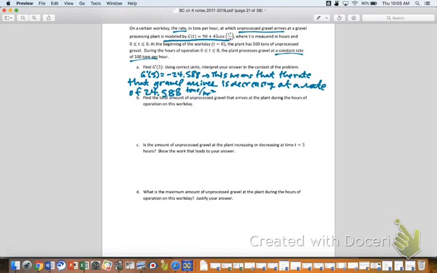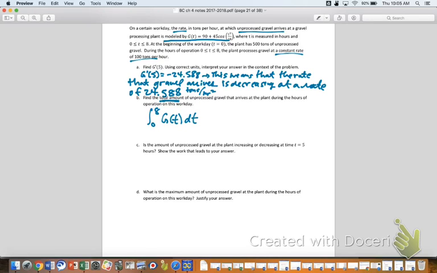So B says, find the total amount of unprocessed gravel. To me, these words tell me everything I need to do. Find the total amount. I know that I have some rates in action here, but it's not that easy. Don't we have two rates? We have a rate at which the gravel arrives, and we have the rate at which the gravel leaves. Do we need to use both of them to answer this question? No, we do not. Which one do we need to use? The first one, the G of t. So if I want to find out how much arrived, I'm going to write the integral from 0 to 8 of G of t dt.